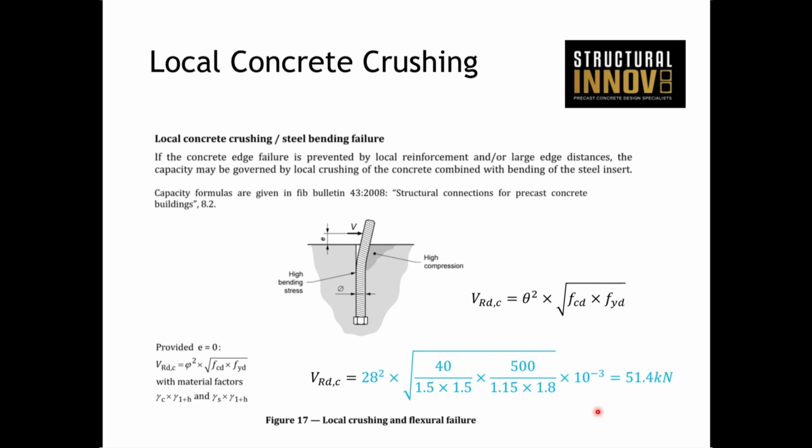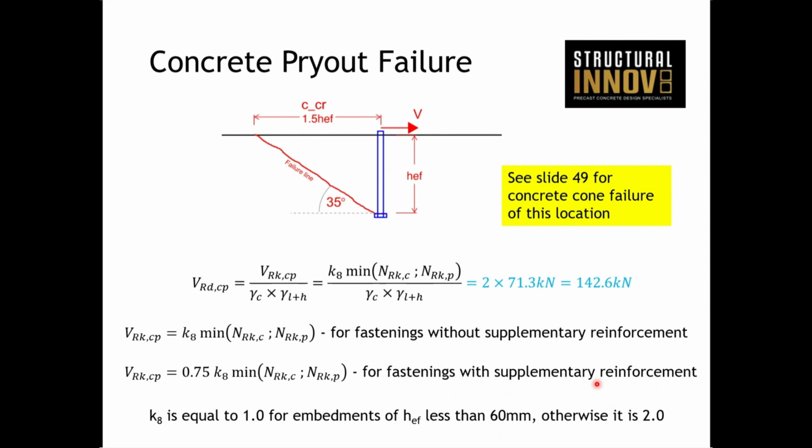So you're not going to have the same failure mode governing every time, because it's very application dependent, very geometry and edge distance dependent. So that's one thing to note there. And then pry-out failure, again, it's a function of the concrete cone, and we're not looking at tension failure modes here, but we have to calculate that anyway.